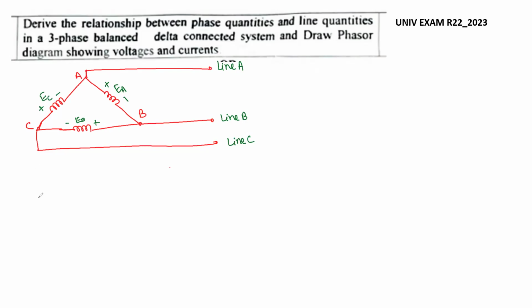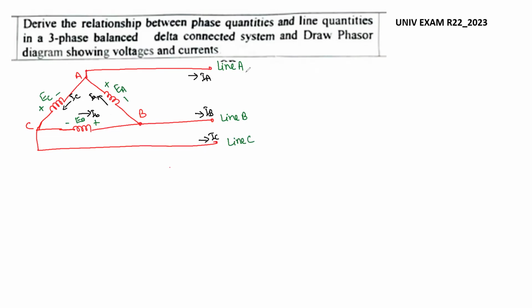Now we can represent the current also. This current is IC. Here the current is going to be IB, and here the current is IA. So this is the internal part. Outside here, we'll have the currents: this is IA, this current is IB, and this current is IC.